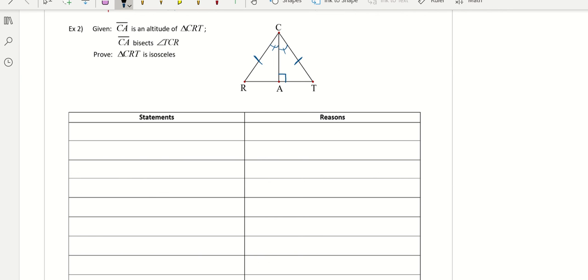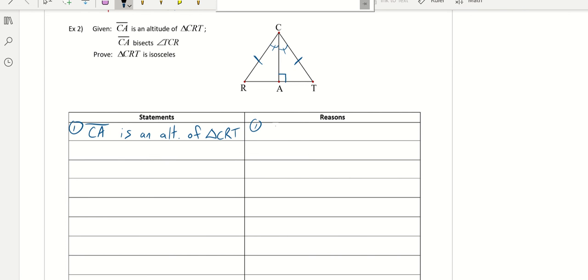So again, take the given information to show the pairs of angles that are congruent, use the reflexive property to show CA is congruent to CA, and then CPCTC to show that CR is congruent to CT. If you want to pause the video now and try the proof on your own, go ahead. Otherwise, I'm just going to be working through it rather quickly.